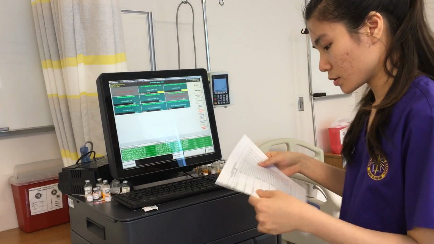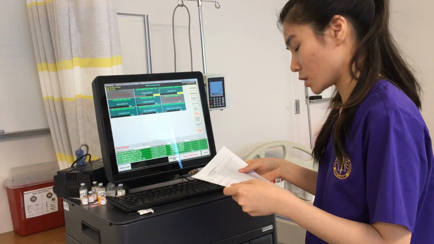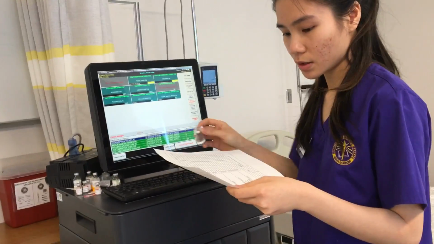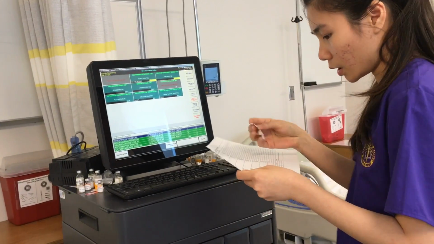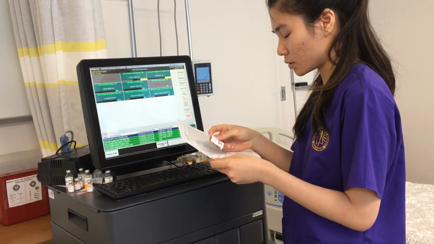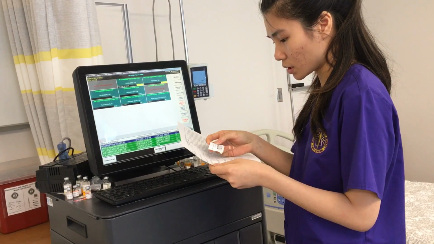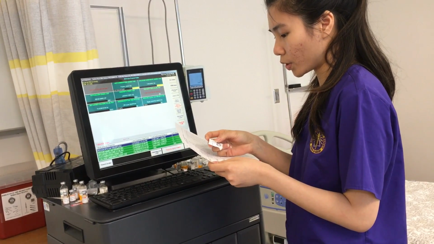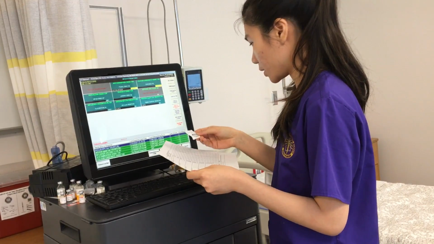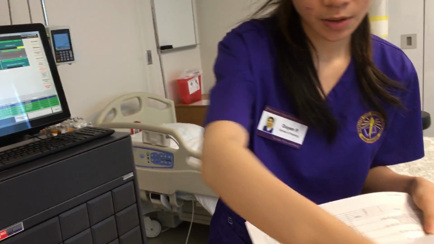Okay, I start to take out my medications. First is digoxin right here. I make sure that I check the name and the dosage of the medication. Digoxin 0.125 milligrams. I check with the computer. That's right. I put it in a med cup.